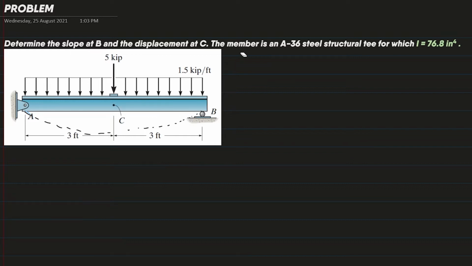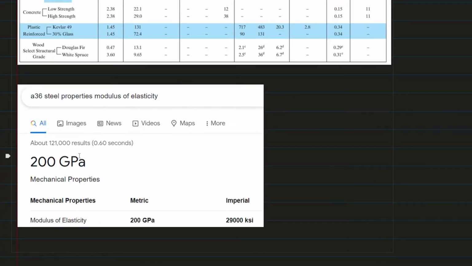Now, let's continue. Sabi dito, the member is an A36 steel structural T for which I, or the moment of inertia, is given as 76.8 inches to the 4th power. Now, in this case, hindi given yung ating E, no? Or the modulus of elasticity. However, this is a standard member which is an A-36. So, ginugol ko na lang. Ang lumabas, ito, sabi niya, ang kaniyang modulus of elasticity is nasa 200 gigapascal.